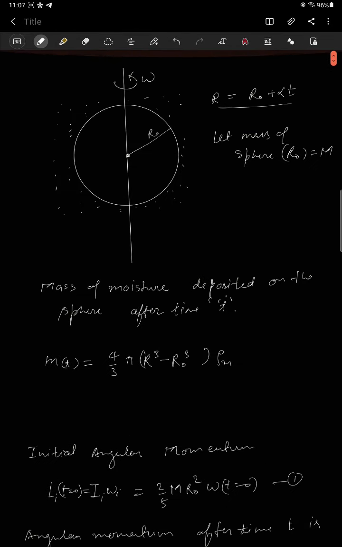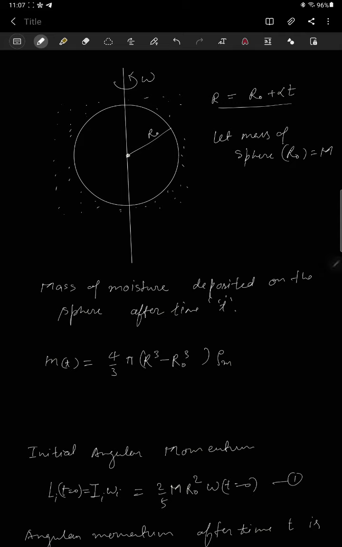Someone has asked me a question: there is a sphere of radius r0 rotating with angular velocity omega. There is an environment around it in which there is moisture, and that moisture is getting deposited on the sphere as time proceeds. The moisture is at rest, and when it is deposited, it will also start rotating with the sphere.